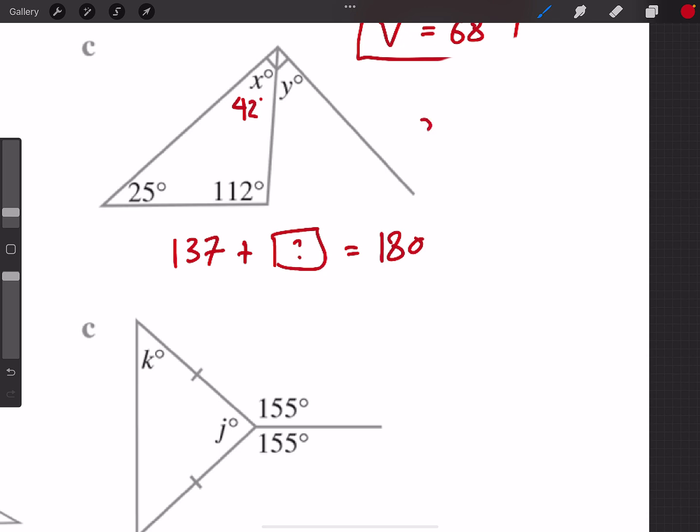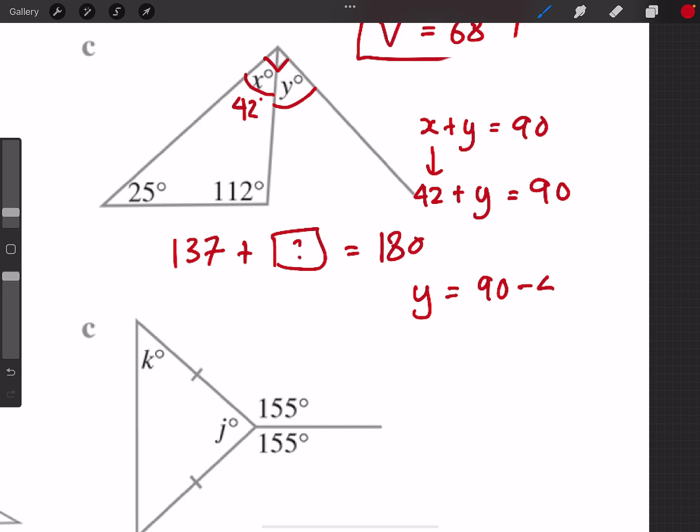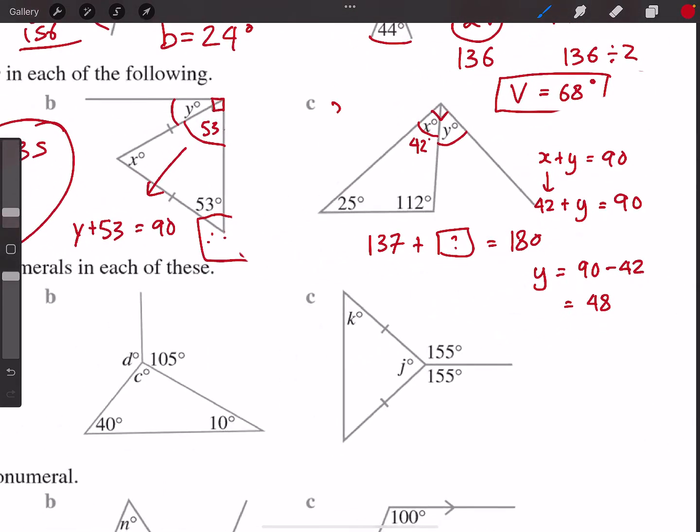And we also know that x plus y is equal to 90 degrees. This angle x plus this angle y will make 90 degrees. And we know x is equal to 42. So 42 plus this angle y is equal to 90 degrees. So y is equal to 90 take away 42, and that's going to equal 48 degrees. So therefore, I want to write over here somewhere, x is equal to 42 degrees, and y is equal to 48 degrees. And you got the answer there.